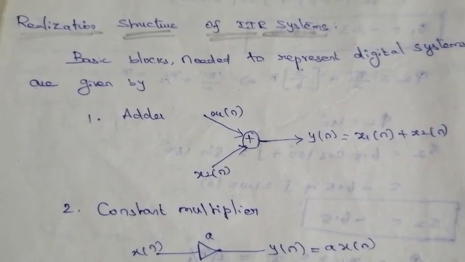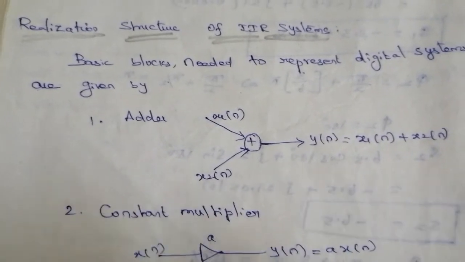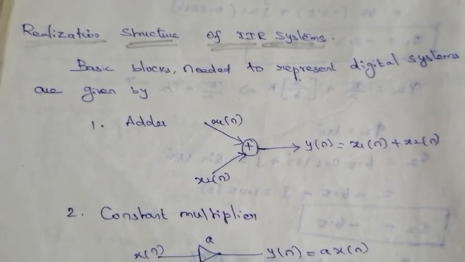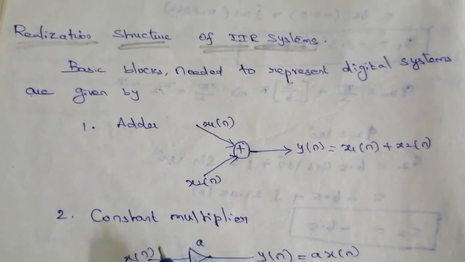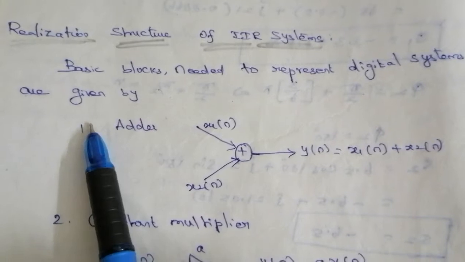Dear students, next topic is realization structure of IIR system. I hope you have all studied the signals and systems subject. Anyway, we'll recall it, okay? The basic blocks needed to represent a digital system are given by.